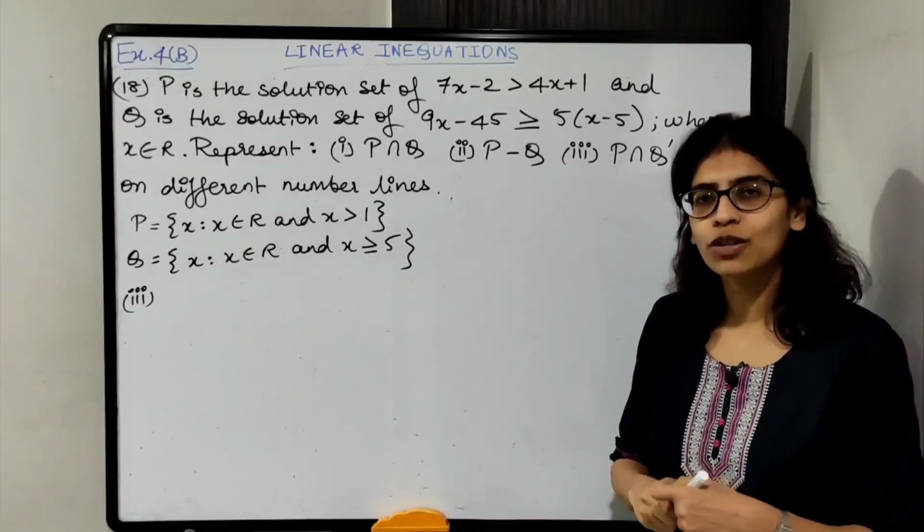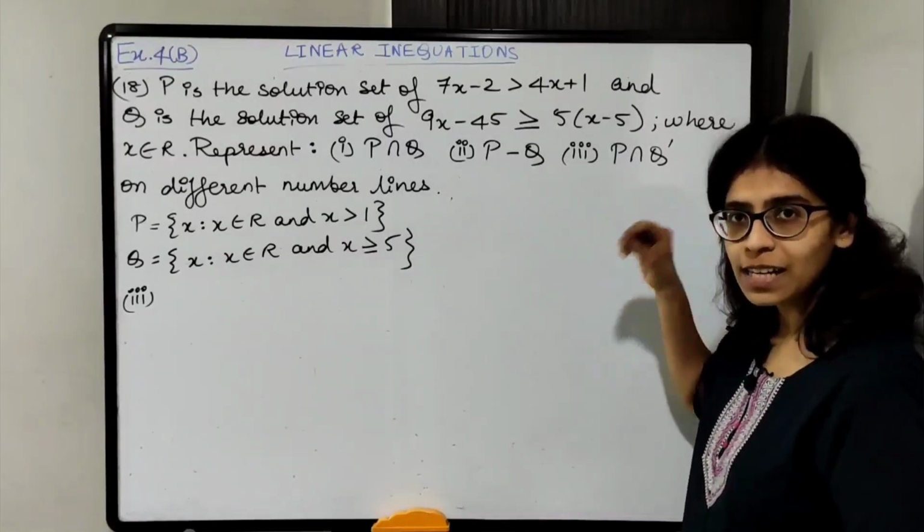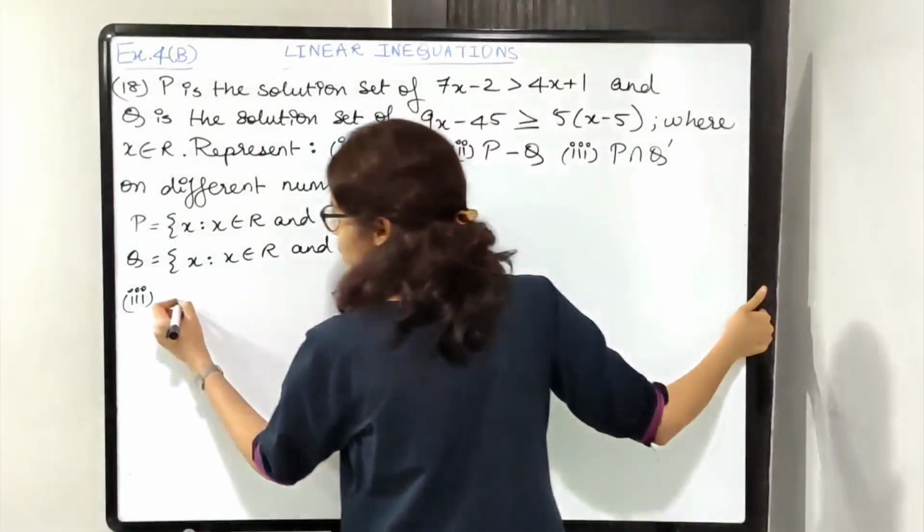So let us solve again. Let us see how we are going to get this. P intersection Q dash के लिए I need Q dash. So Q dash क्या होगा?